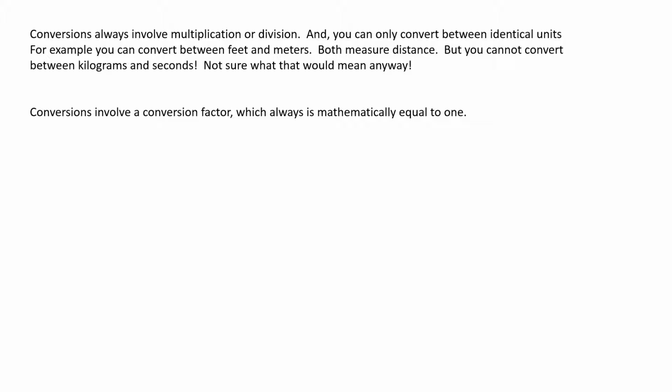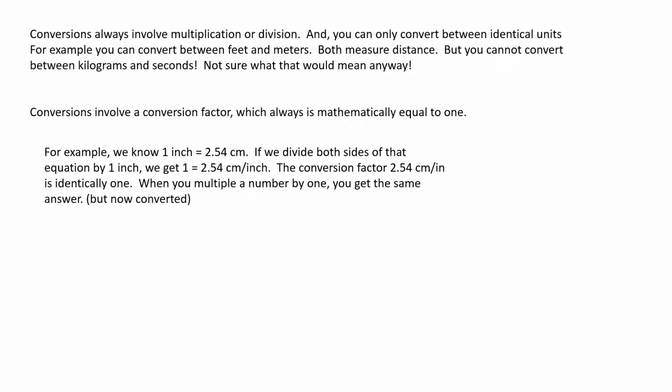Conversions always involve a conversion factor, which is always going to be mathematically equal to 1. Remember, in math, when you multiply a number by 1, you get the same number. You're just converting it from one unit to another unit. For example, we know that 1 inch is equal to 2.54 centimeters. If you divide both sides of that equation by 1 inch, you get 1 is equal to 2.54 centimeters per inch. Therefore, that conversion factor of 2.54 centimeters per inch is the same as 1. When you multiply a number by 1, you get the same answer, but in this case, it will be converted from inches to centimeters.